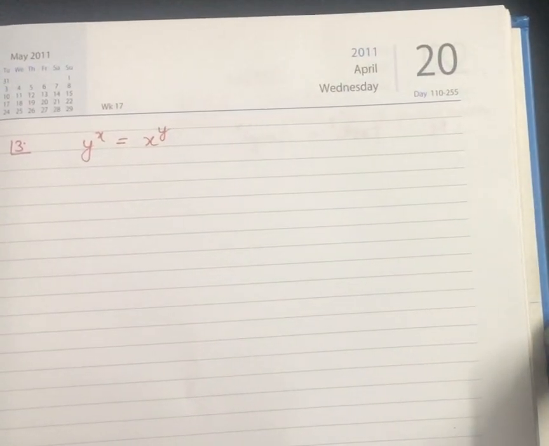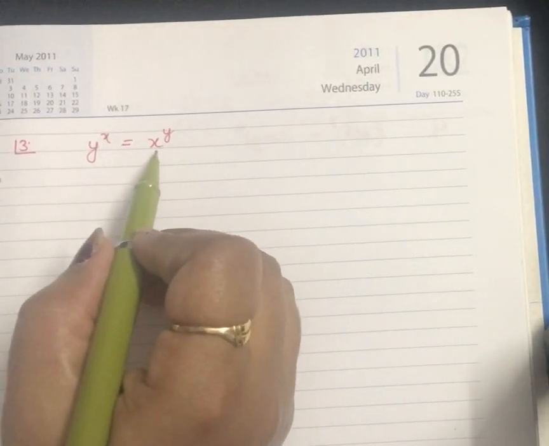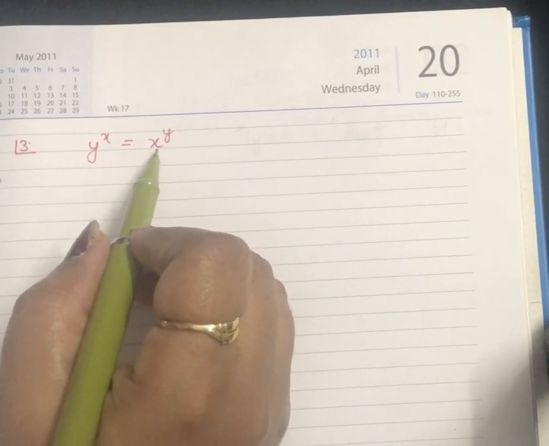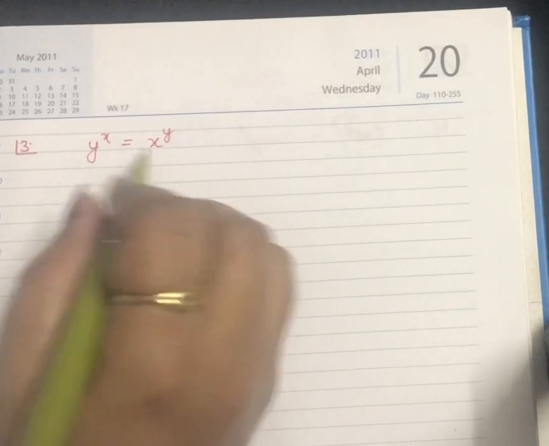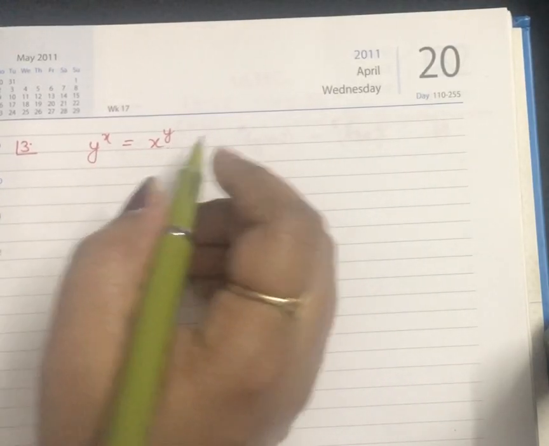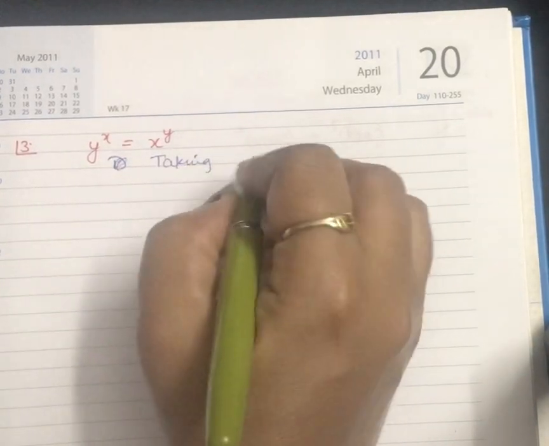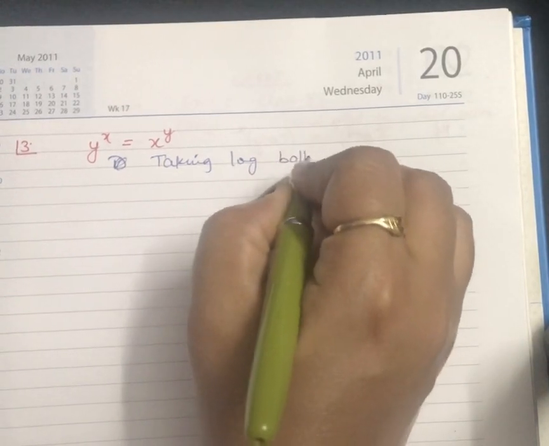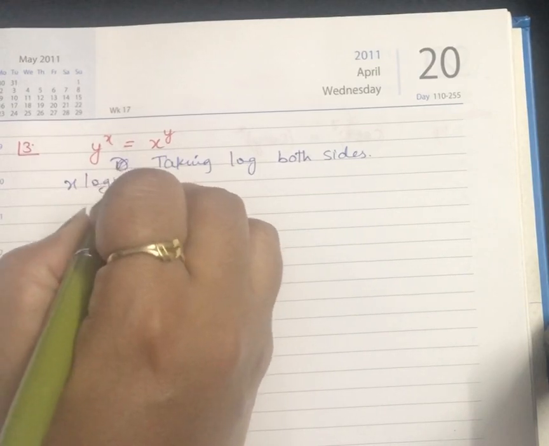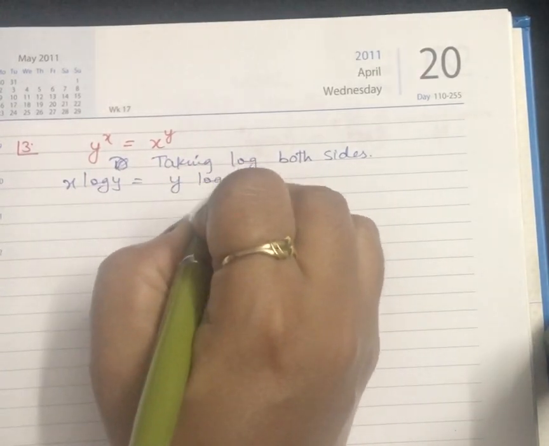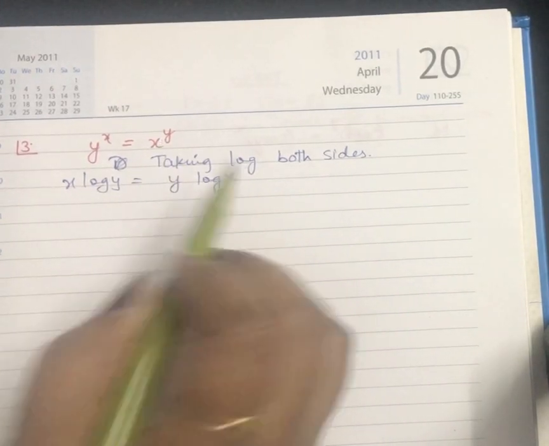Here we are given y to the power x equal to x to the power y. Now here again what we do, we can do it directly also, taking log both sides. So what we get, x log y equal to y log x. Here x will come forward and on the right hand side y will come forward.